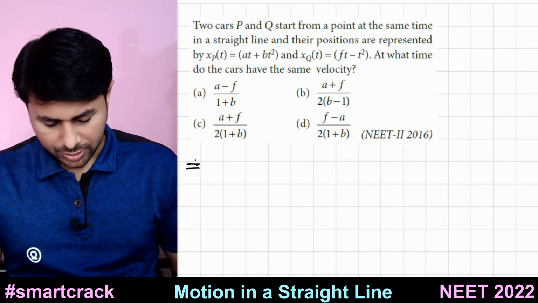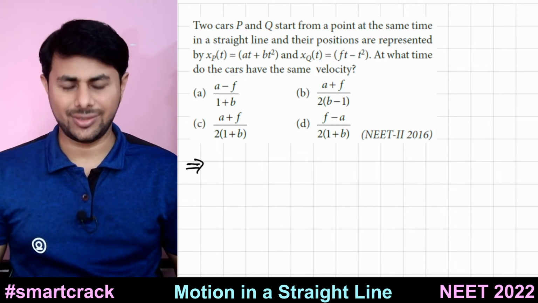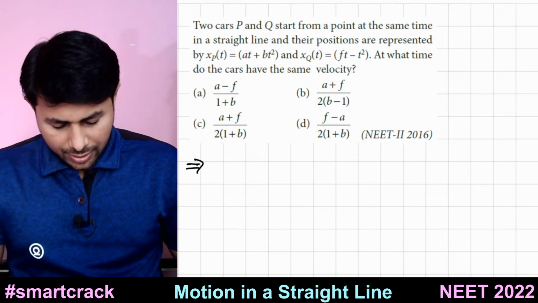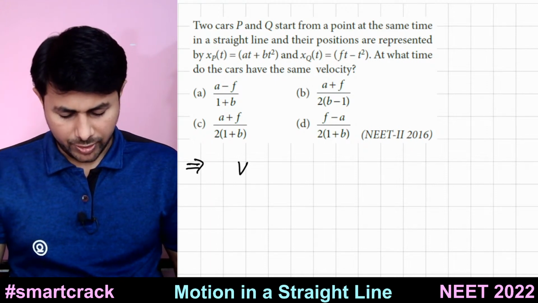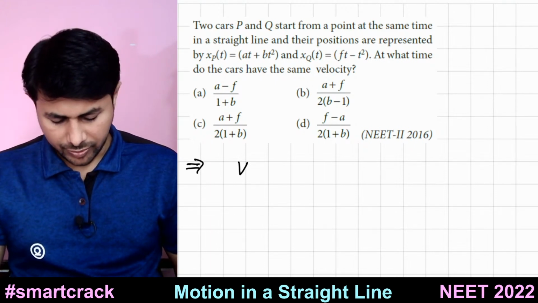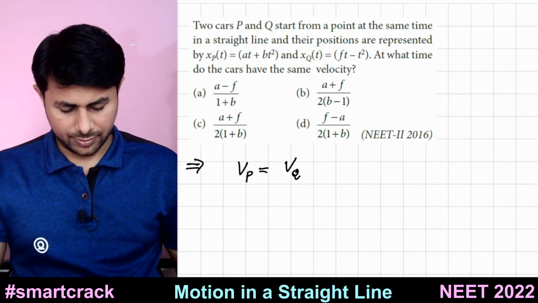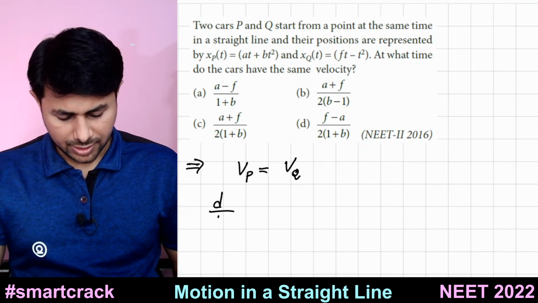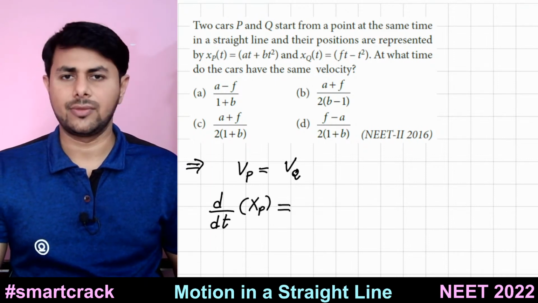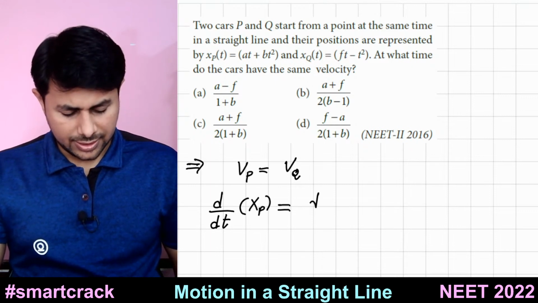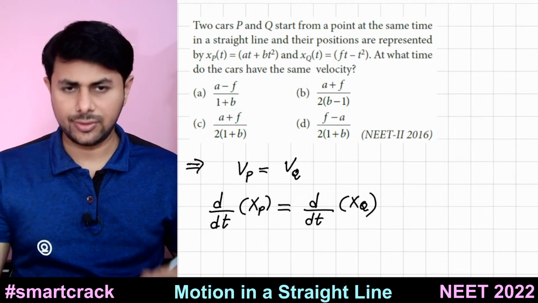Okay, so now here we need to know the formulae for derivatives. Let's suppose they have the same velocity at some time t. So velocity of p is equal to velocity of q. What is velocity of p? It is the derivative of position of p with respect to time. What is velocity of q? It is the derivative of position of q with respect to time.